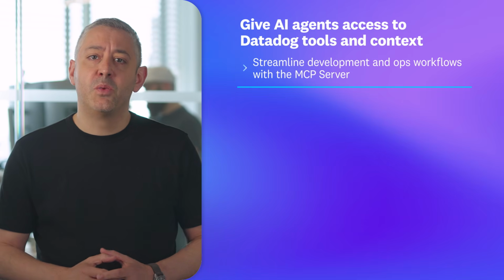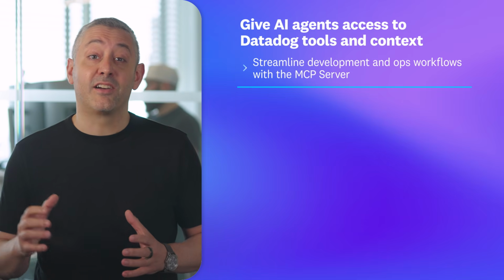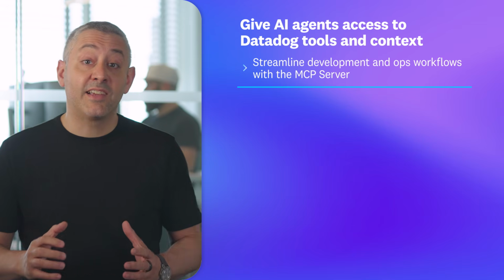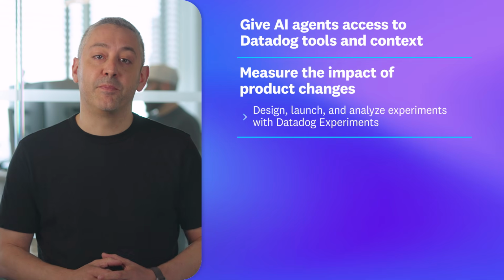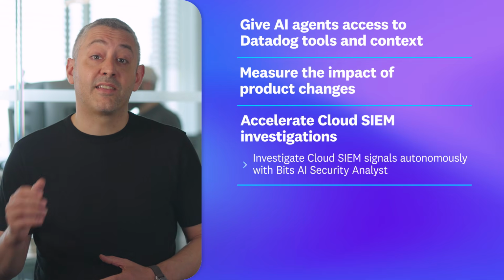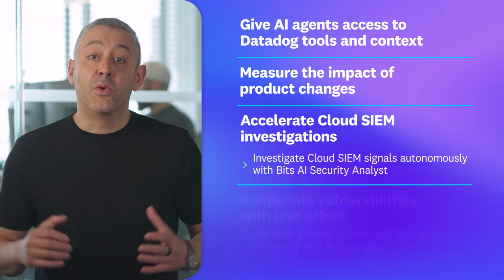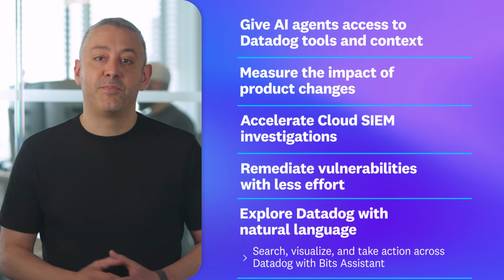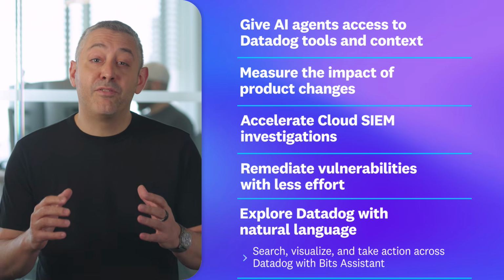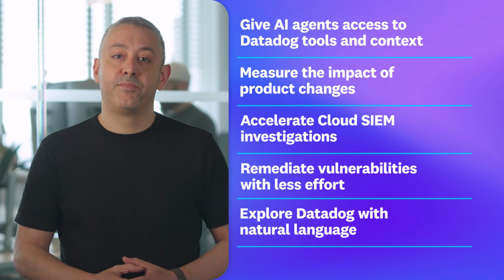Hello, and welcome to This Month in Datadog, your monthly look at our latest features, product announcements, and more. This month, we have two spotlights. First, we look at the Datadog MCP Server, which allows you to give AI agents access to Datadog telemetry and resources. Second is Datadog Experiments, which helps you see the impact of product changes on the user journey. We also cover how you can accelerate Cloud SIEM investigations, remediate vulnerabilities in your codebase more easily, and explore Datadog with natural language.